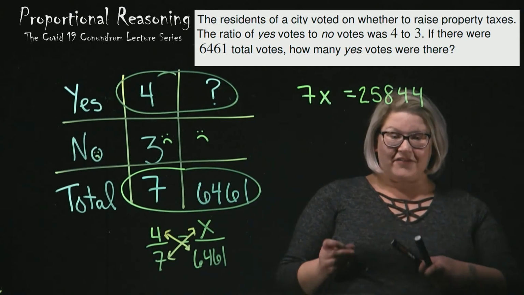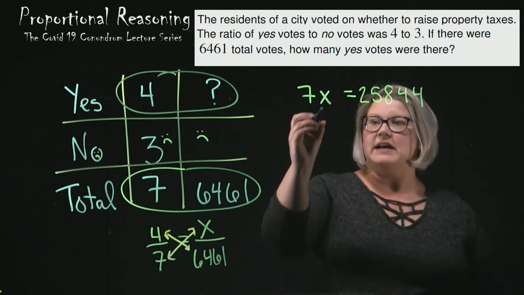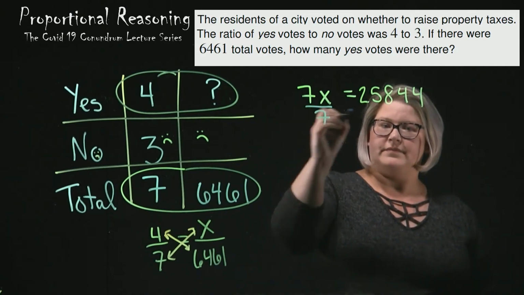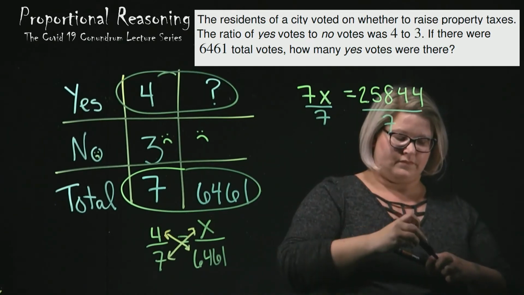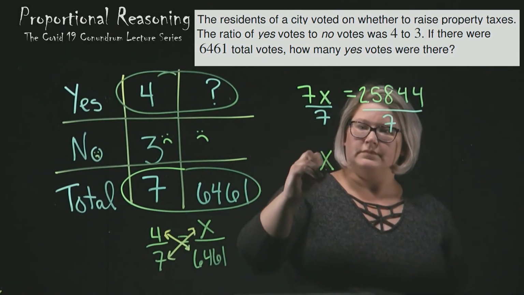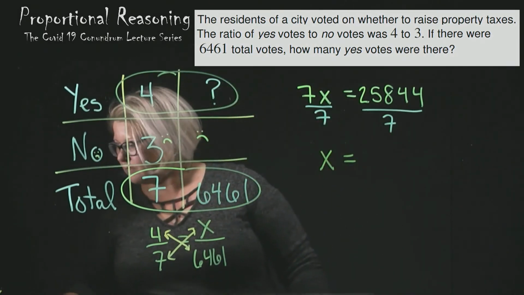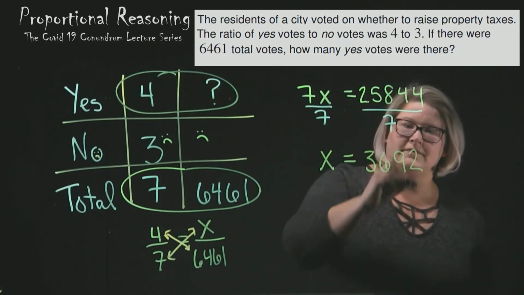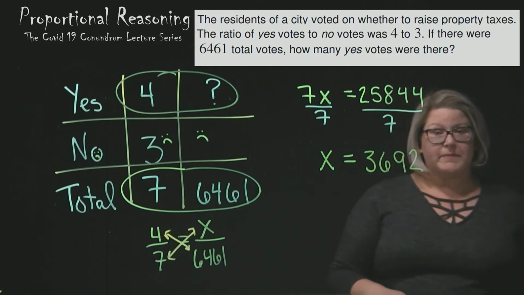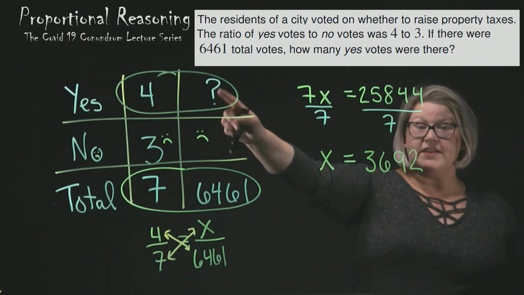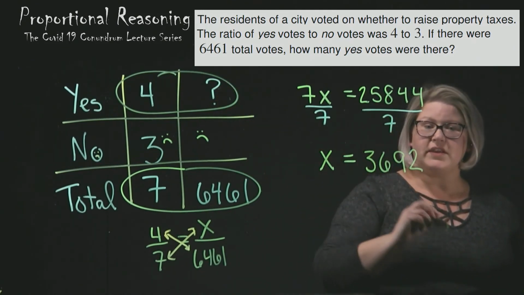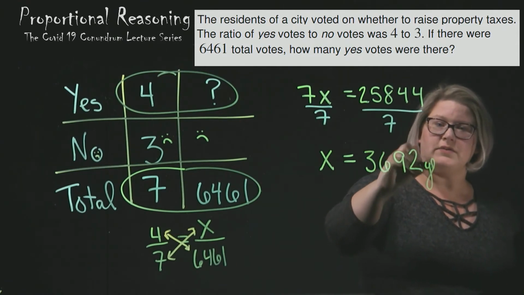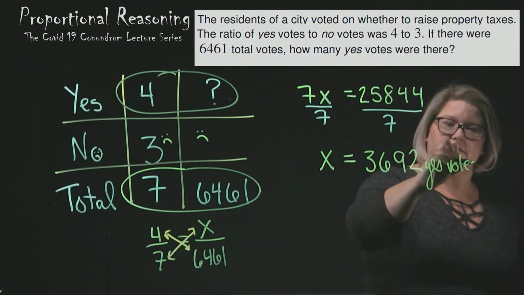Okay, in order to solve that, I'm going to divide everybody by 7. All right, so let's remember what we're trying to find. We're trying to find the number of yes votes. So this is 3,692 yes votes.